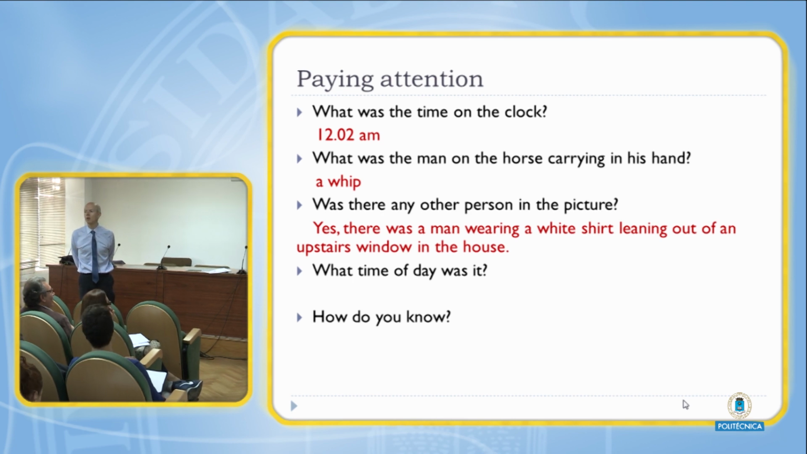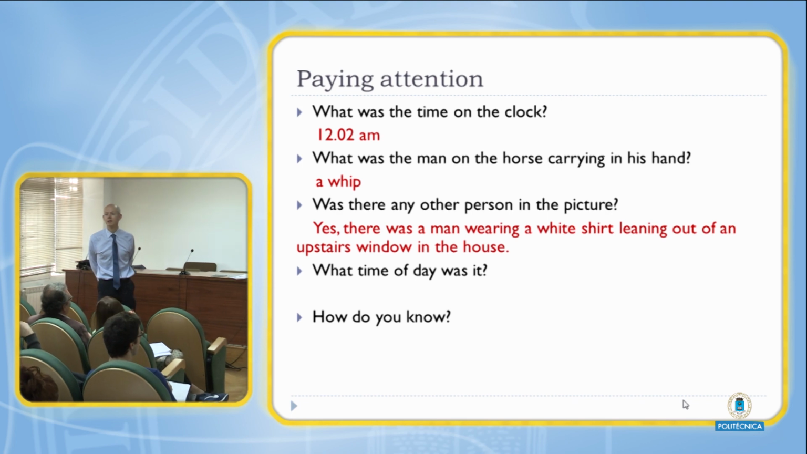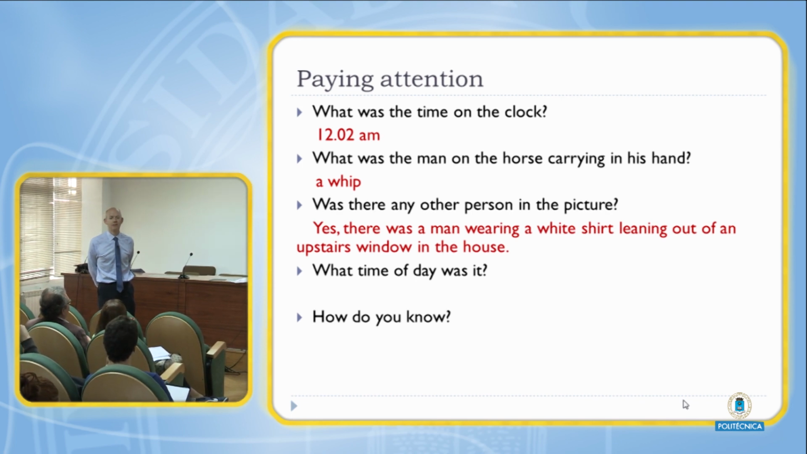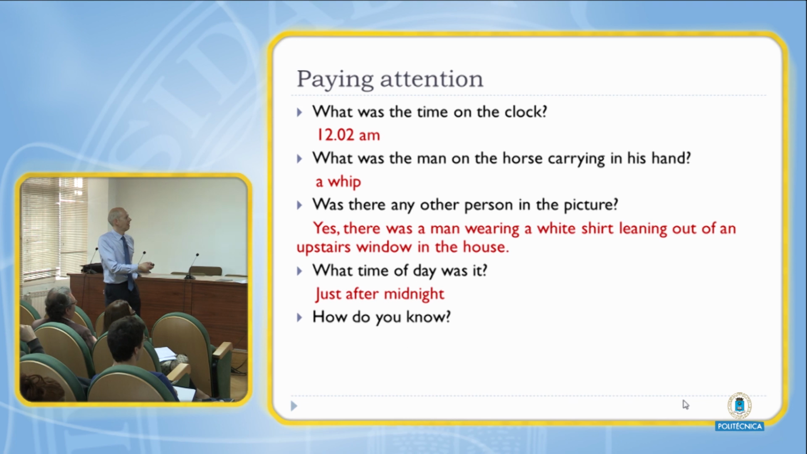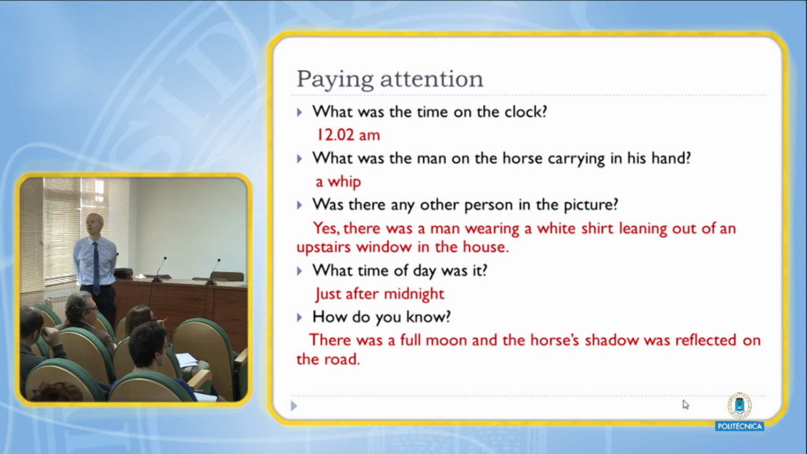And what time of day was it? Yes, okay. So it's just after midnight, yeah. And how do you know? There was the clock and? Yeah. There was a full moon and the horse's shadow was reflected on the road.